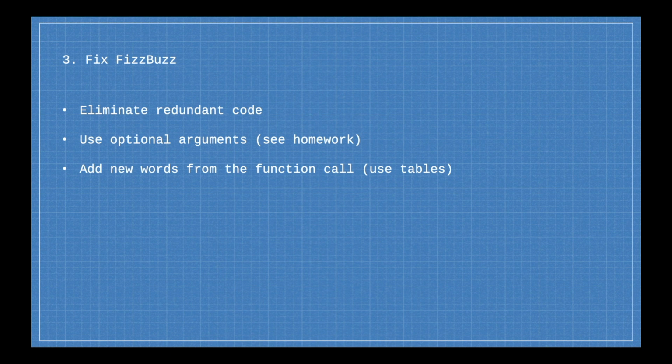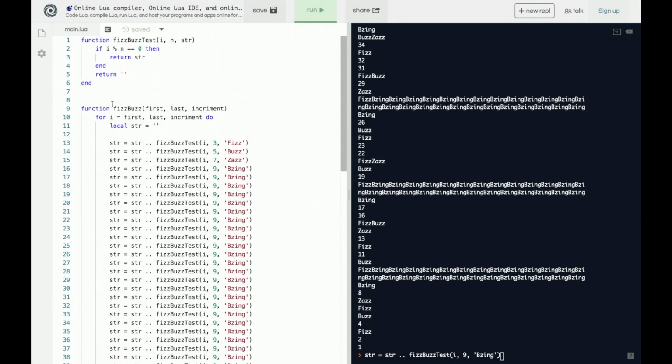The third one is we're going to fix FizzBuzz like we worked on before. So the first thing you're going to do is eliminate that redundant code. That's all this redundant code.